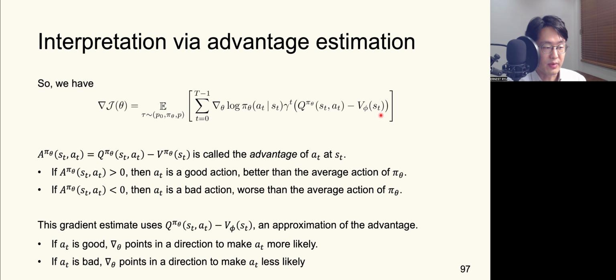So this stochastic gradient estimate uses Q pi minus V phi, which is an approximation of the advantage function. Let's consider an interpretation of that. If an action a_t is good, as measured by the advantage function, then the gradient with respect to theta points in a direction to make the action a_t more likely. And if the action a_t is bad, as measured by the advantage function, then the gradient points in a direction that makes a_t less likely. And this makes a lot of sense because if you have a good action, you want to make it more likely, and if you have a bad action, you want to make it less likely.